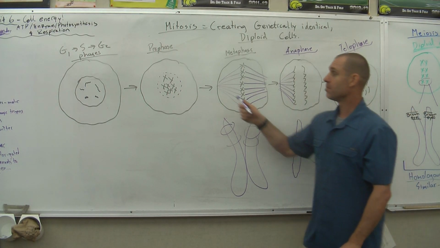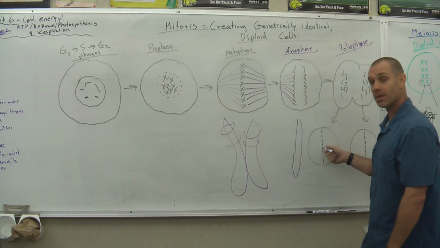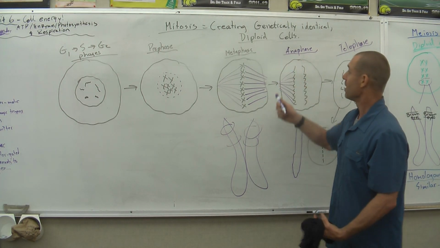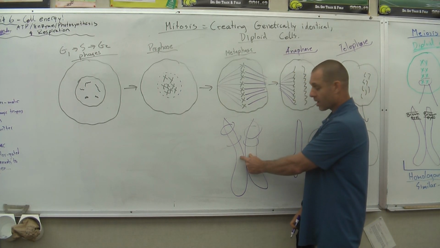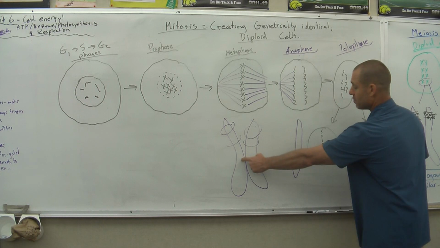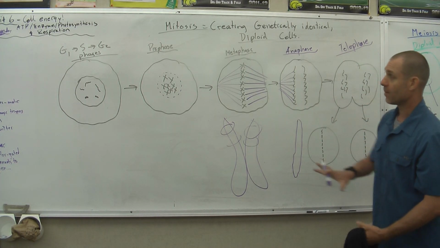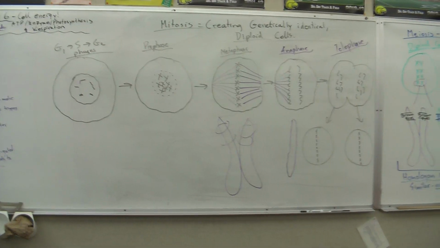I still have mom and dad's copies inside of this cell, and those same copies get sent on to this cell. So I start diploid, I end diploid. And I'm creating genetically identical cells because I'm just taking my 2 identical copies, splitting them, and making sure that one copy goes to one cell and one goes to the other cell. That's mitosis. Now I want to remind you of meiosis.